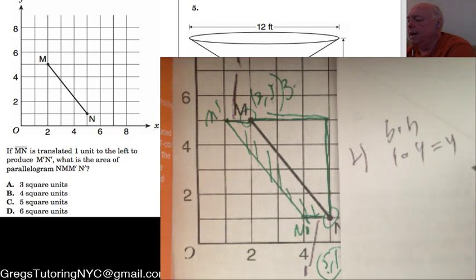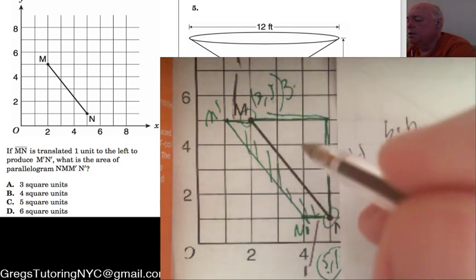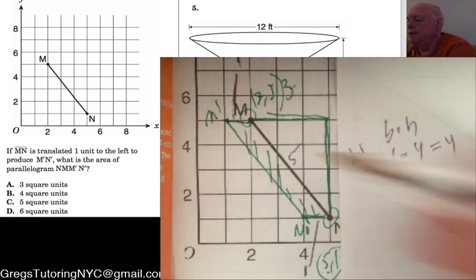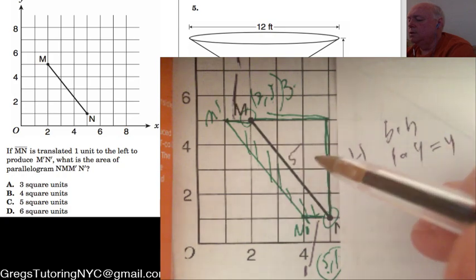And we talked about how it wasn't 1 times 5, because if you realize this is 3 and this is 4, you also realize that that length is 5. It's a 3, 4, 5 triangle. We'd also use the Pythagorean theorem.